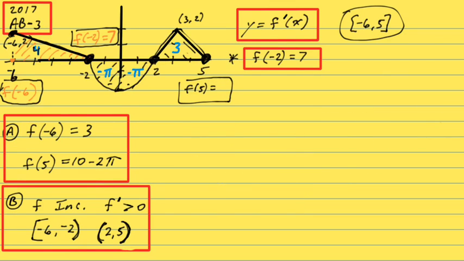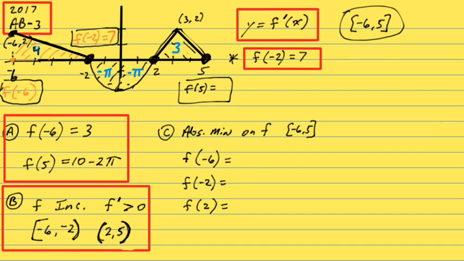Part C wants the absolute minimum of f on this same interval, negative 6 to 5. Well, that means it's either going to happen at an endpoint or at a critical number. So I might know the value of f of negative 6. I could find f of negative 2 even though it's given. I could find f of 2 and f of 5. Whichever is the biggest is going to be the maximum. Whichever is the smallest would be the minimum. Now, why am I using these? Because these are the critical numbers where the derivative is 0 plus the endpoints.